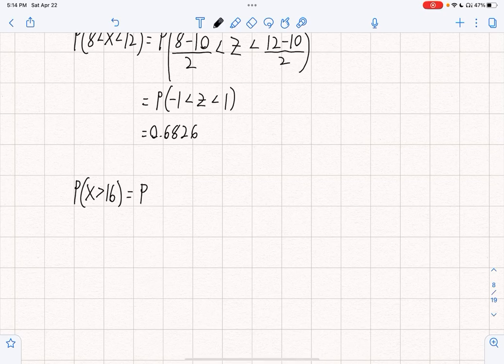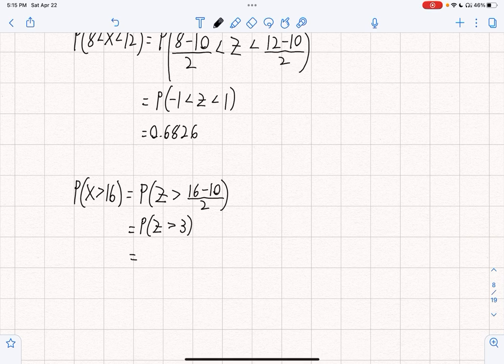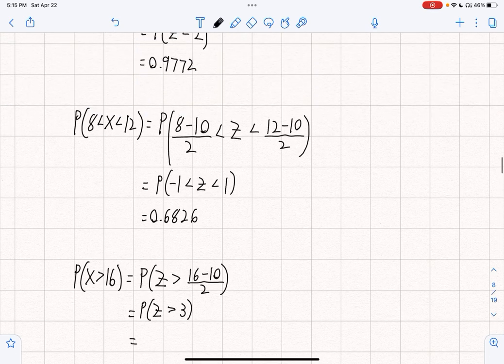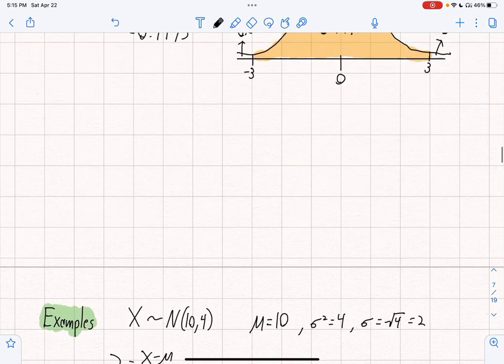Okay, one more. Again, I would recommend trying this on your own before seeing me do it, but okay, here we go. We have the probability x greater than 16. Again, I'm going to switch this from x to z is greater than, so my x now is 16. Mean hasn't changed. It's still 10, just like in the other examples, as is the standard deviation of 2. That remains unchanged. So that's going to be the same as the probability that z is bigger than 3. So let's go ahead and see what that is.